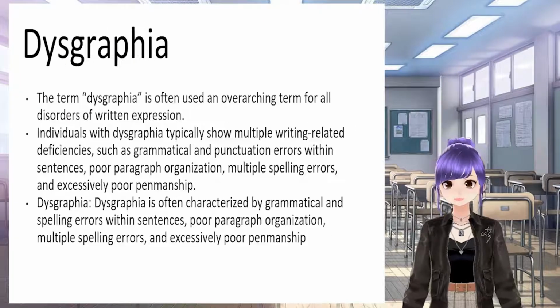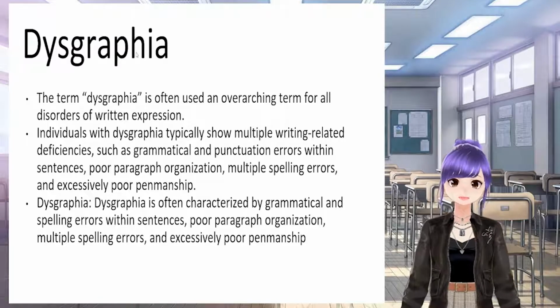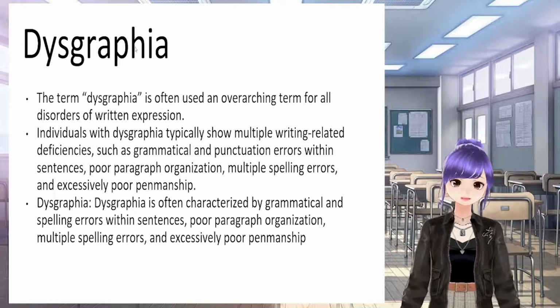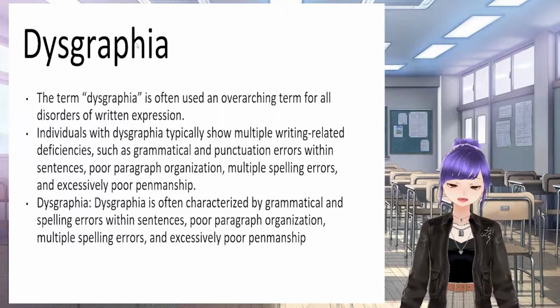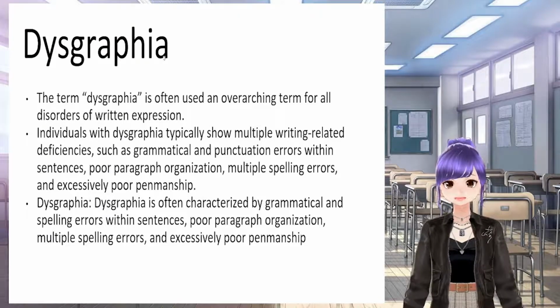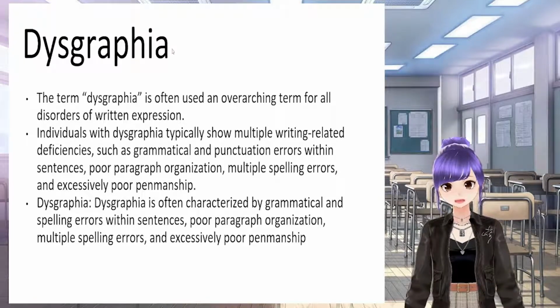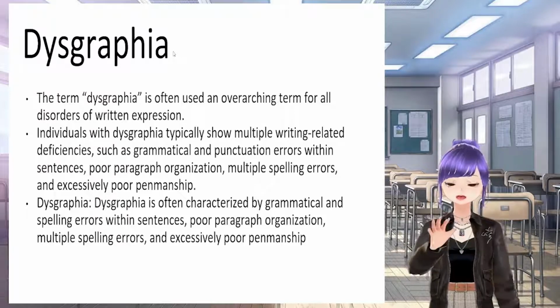And lastly, dysgraphia. Dysgraphia is often used as an overarching term for all disorders of written expression. Individuals with dysgraphia typically show multiple writing-related deficiencies such as grammatical and punctuation errors within sentences, poor paragraph organization, multiple spelling errors, and excessively poor penmanship. So in dysgraphia, it is often characterized by grammatical and spelling errors within sentences, poor paragraph organization, multiple spelling errors, and excessively poor penmanship. I think that's all of the disorders.